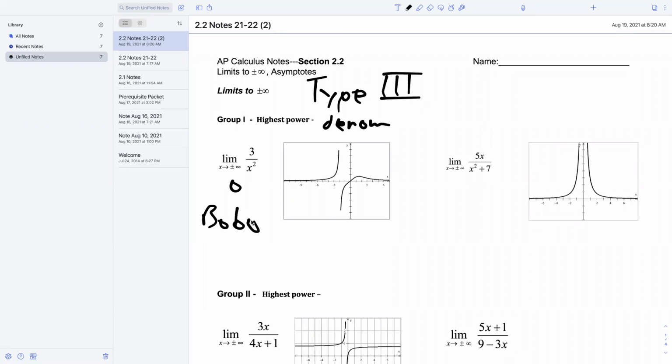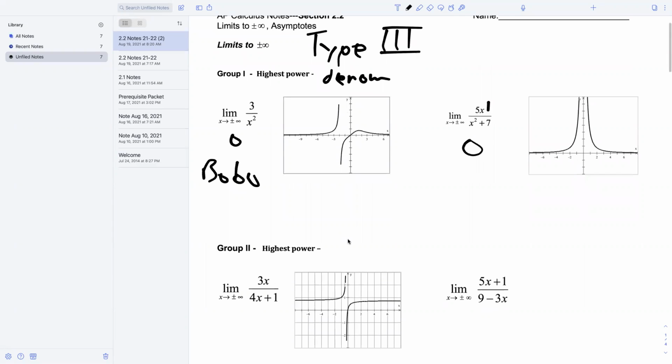Here we have the limit as x goes to plus or minus infinity. My degree of the numerator is 1. The degree of the denominator is 2. Therefore, it's bigger on the bottom. Therefore, the value of the limit is 0. Okay, that's the first group.